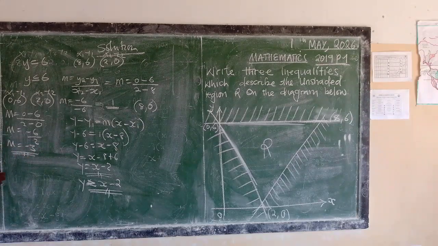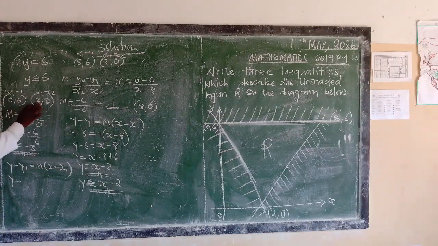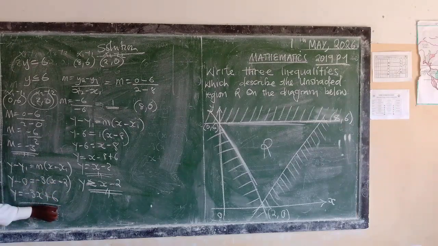Since we have our m, let's now find the equation. y minus y1 equals m, open bracket, x minus x1. y minus what is our y1? We pick one pair of coordinates. Let's go with this one. So we say y minus 0 is equivalent to negative 3, x minus what is our x? It is 2 there. From there we say y is equivalent to negative 3x. Negative times negative is positive. 3 times 2, that's 6. So this is the equation.